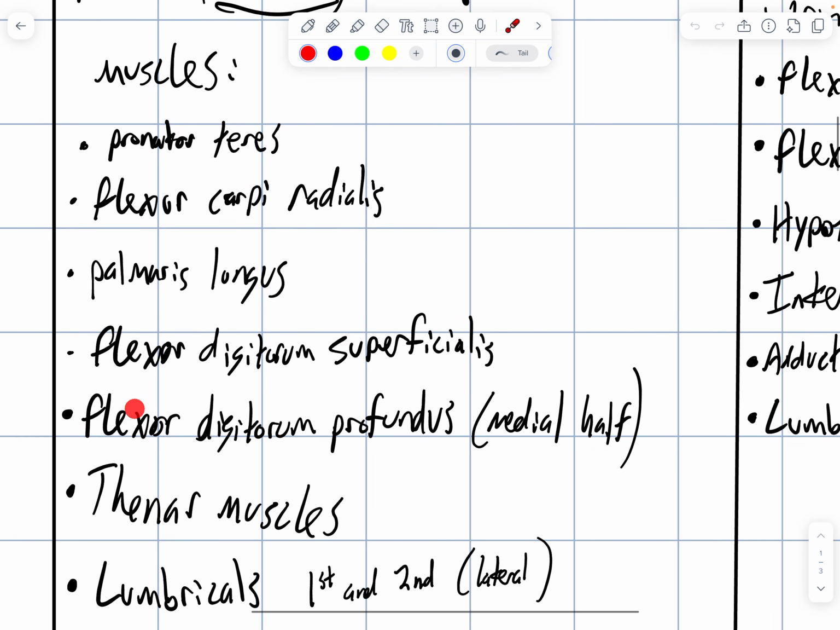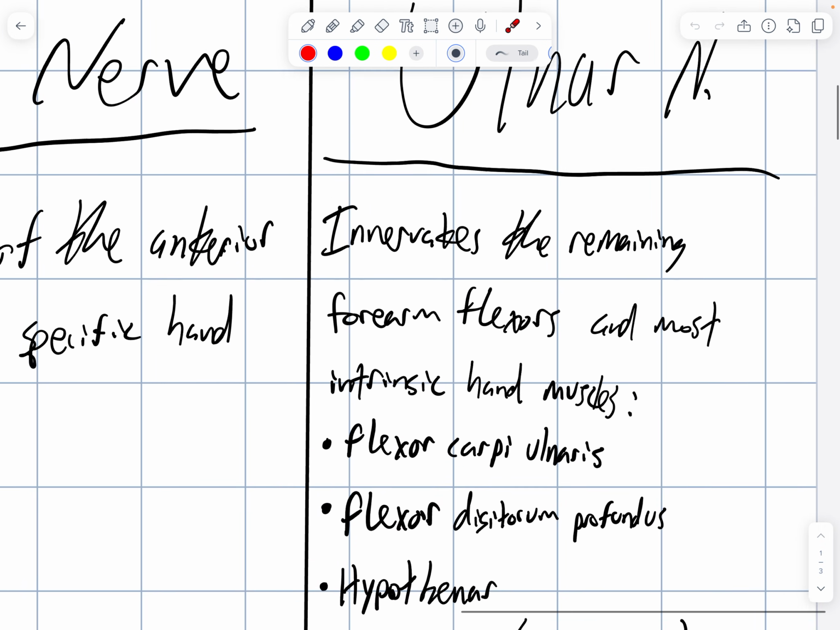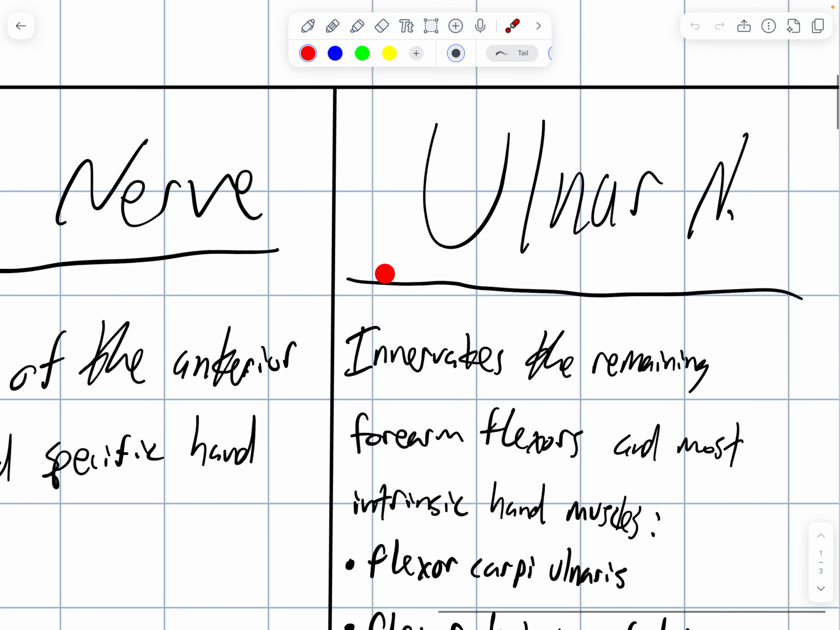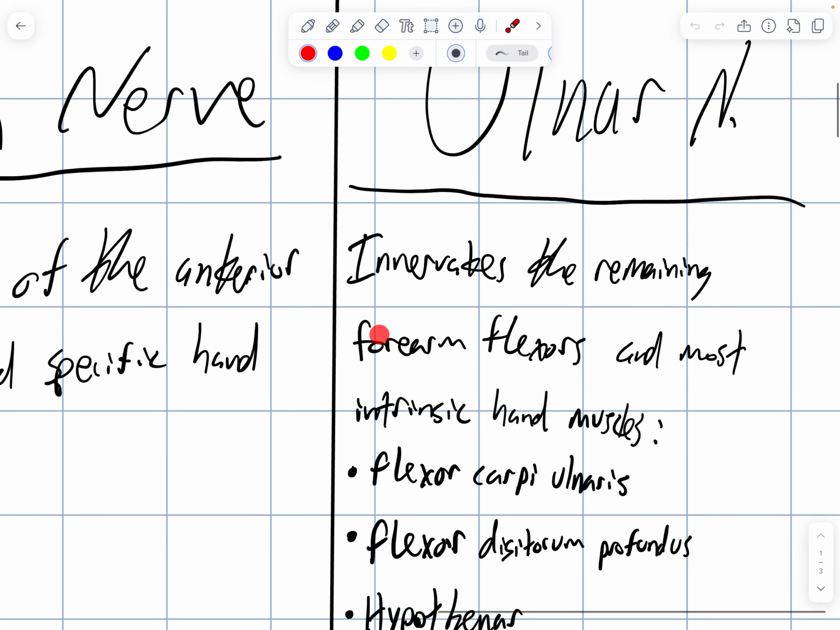Median nerve. So the median nerve innervates most of the anterior forearm flexors and specific hand muscles. So this is pronator teres, flexor carpi radialis, palmaris longus, flexor digitorum superficialis, flexor digitorum profundus, the medial half, and the thenar muscles, the thin arm muscles that are in the thumb, and the lumbricals, but only the first and second. So these will be the lateral lumbricals in anatomical position.